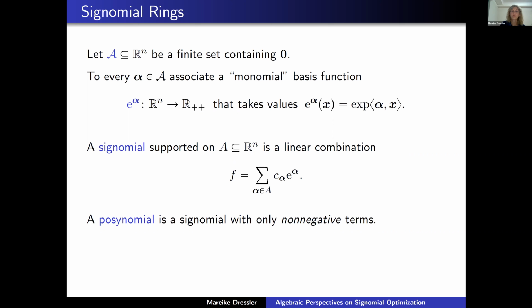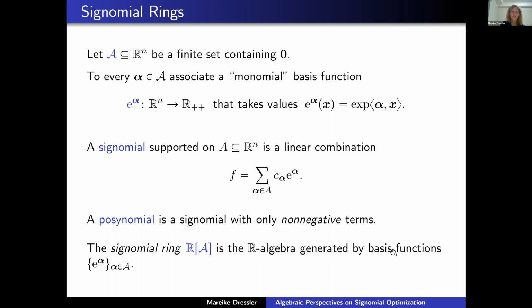And just because we need it later, we call signomials with only non-negative terms polynomials. Recall these coefficients can be real, and if they are all non-negative, then we call the signomial a polynomial. You can remember that with positive a little bit. And the set of all finite products and real linear combinations of such basis functions is then the signomial ring. So to say, the signomial ring R alpha, or R A, is the R algebra generated by these basis functions.